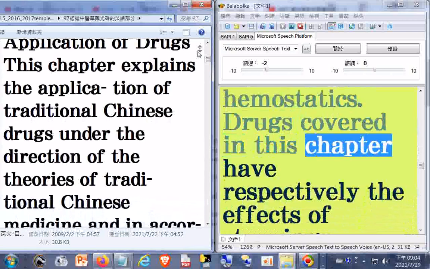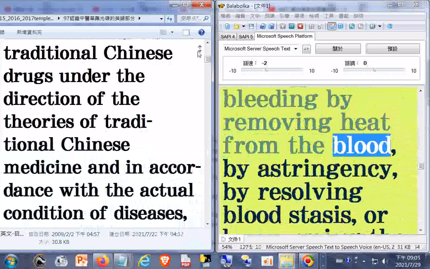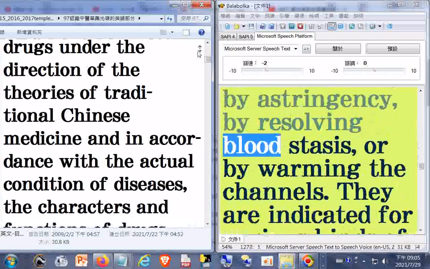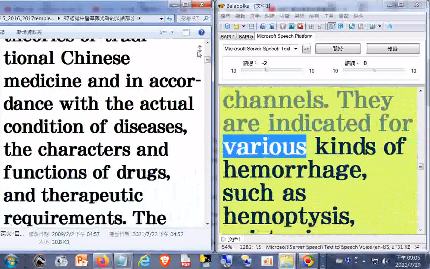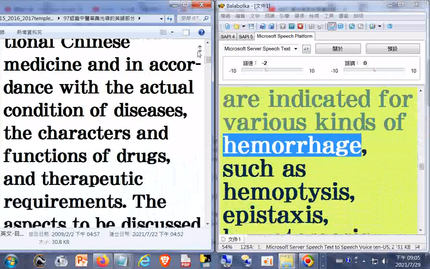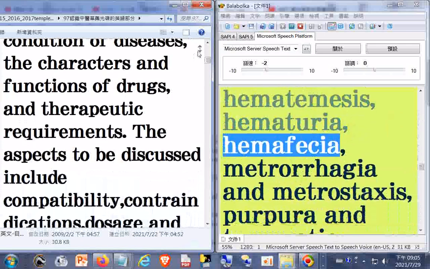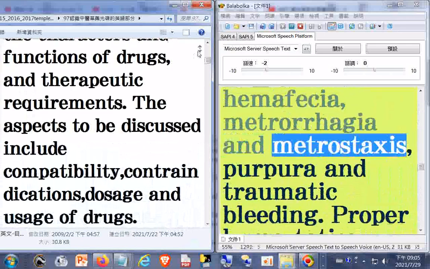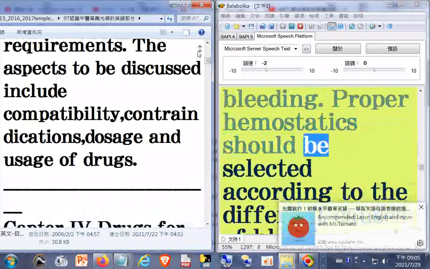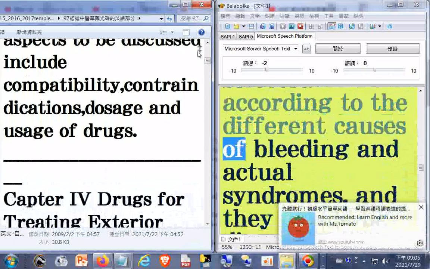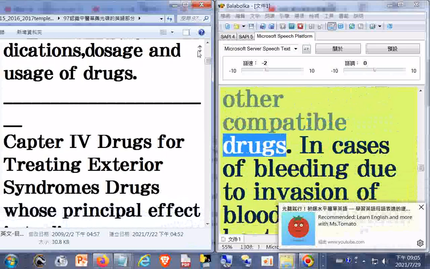Drugs covered in this chapter have respectively the effects of stopping bleeding by removing heat from the blood, by astringency, by resolving blood stasis, or by warming the channels. They are indicated for various kinds of hemorrhage, such as hemoptysis, epistaxis, hematemesis, hematuria, hemophysia, metrorrhagia, and metrostaxis, purpura and traumatic bleeding. Proper hemostatics should be selected according to the different causes of bleeding and actual syndromes, and they should be dispensed with other compatible drugs.